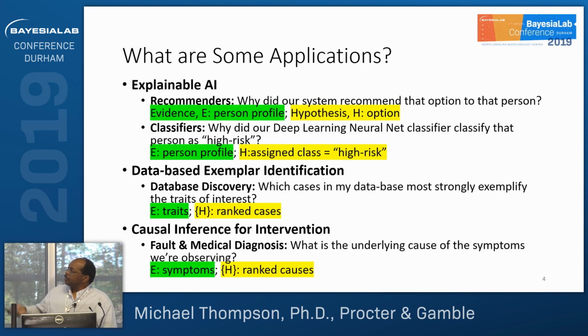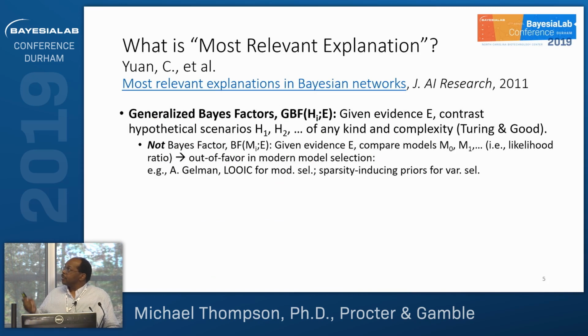I'll try to use the convention of green for the evidence being asserted and yellow for the hypotheses that represent the explanation of that evidence. As Lionel mentioned, the paradigm we're using comes from Yuan et al., in their paper, Most Relevant Explanations in Bayesian Networks.